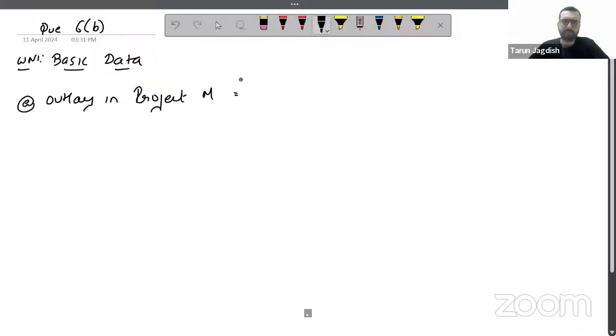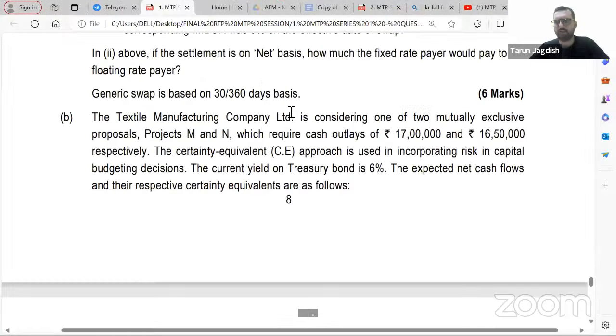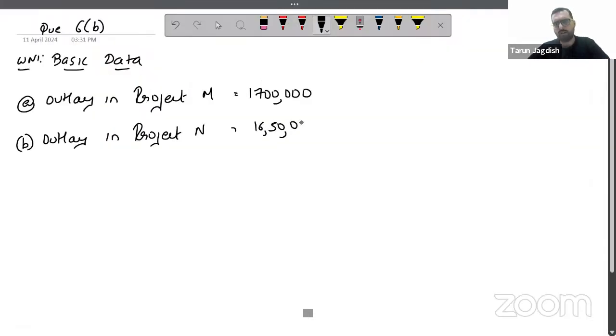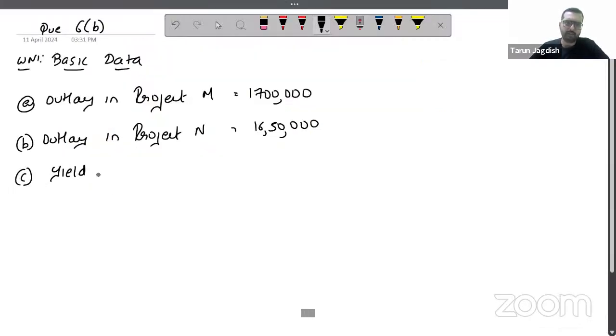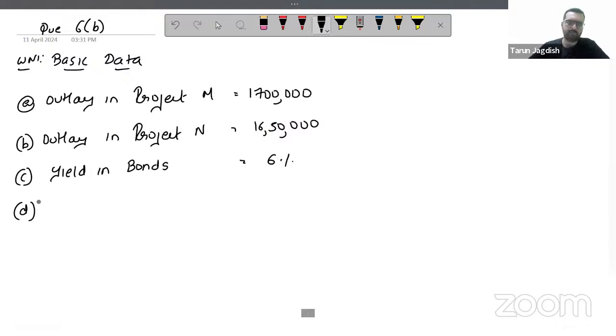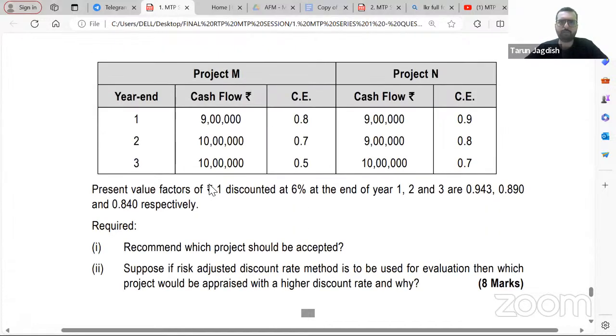Outlay in Project M is turning out to be how much? 17 lakhs. Outlay in Project N is turning out to be how much? 16 lakh 50,000. The CE approach is used in incorporating the risk in the capital budgeting decisions, and the current yield in treasury bonds is equal to how much percentage? 6%.